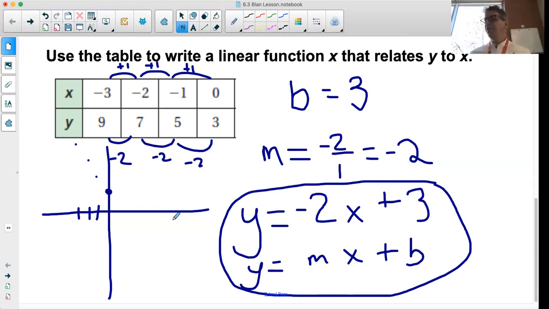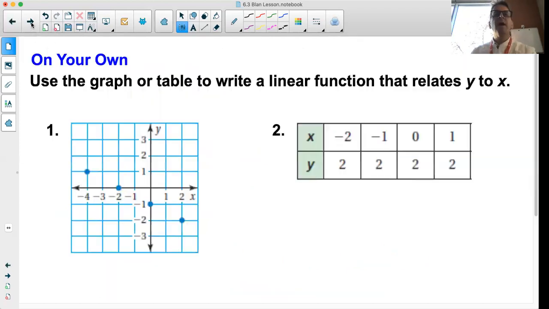Now on page 258, we have our first two on your owns. With these two on your owns, on the next page, we're asked to use the graph or the table to determine the equation of our line. Okay, so let's start with number 1 first.